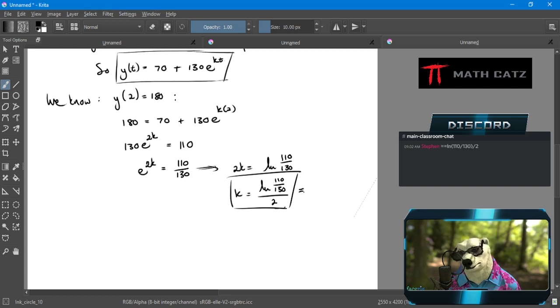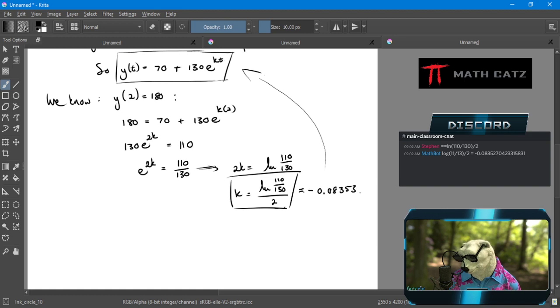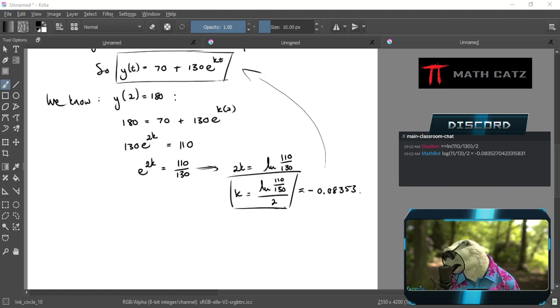MathBot says nothing. MathBot says nothing. Why do you say nothing, MathBot? Be faster. Negative 0.08353. All right. Now I know my function that will go in there whenever I need it to. Let's see what they say.